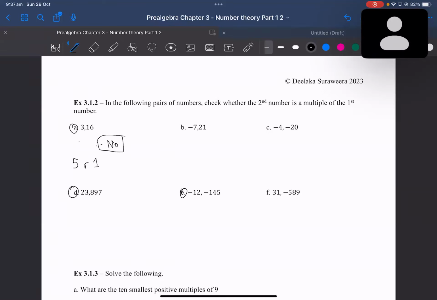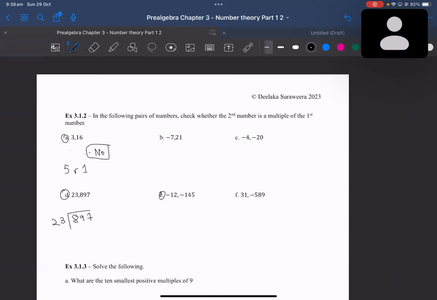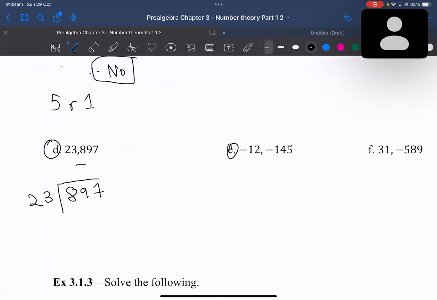If you go to D and do long division, the question is how many times 89 goes into 23. Obviously 8 doesn't go into 23 at all, so we're going to see how many times 23 goes into 89. So 23, 46, 69, 92. 4 is too big, that means 3 is the largest number that goes into 89.